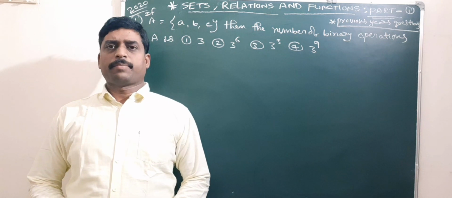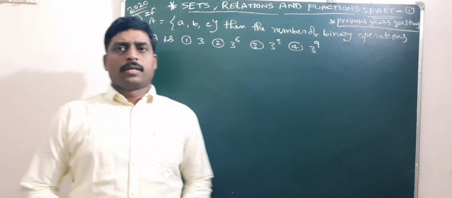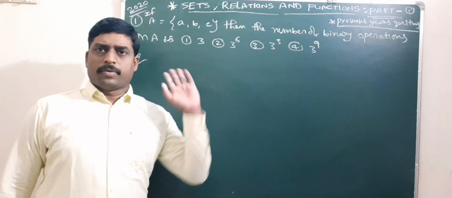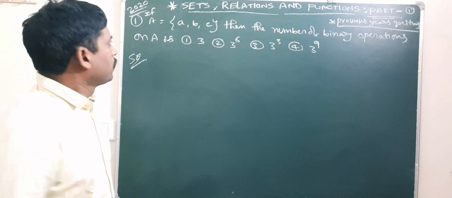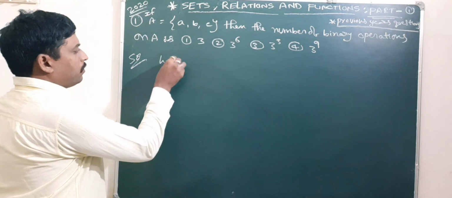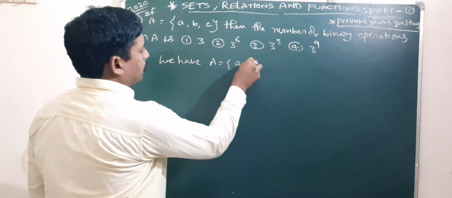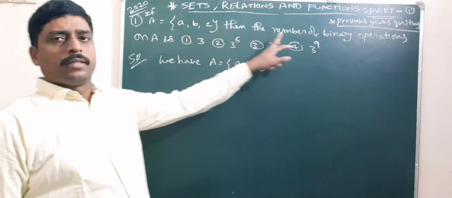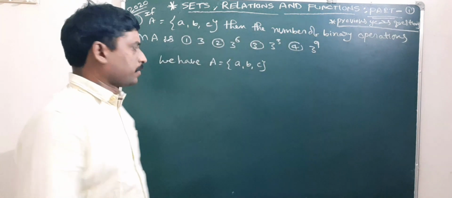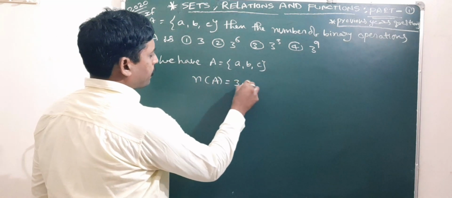Today I would like to explain sets, relations, functions, previous years KCET questions. Let us see question number 1 from the 2020 paper. We have A equal to {a, b, c}. A having 3 elements, then find the number of binary operations. So n(A) is equal to 3.